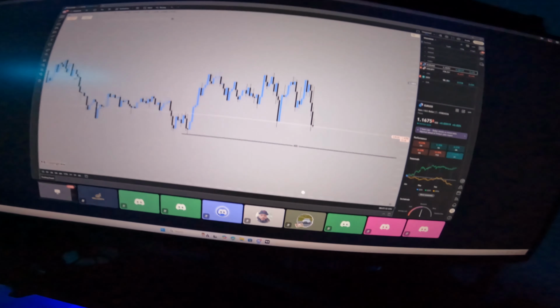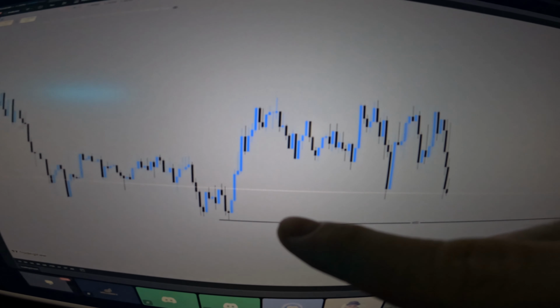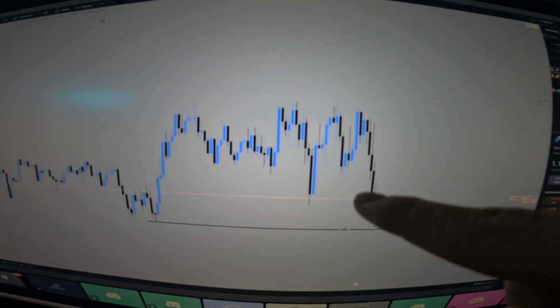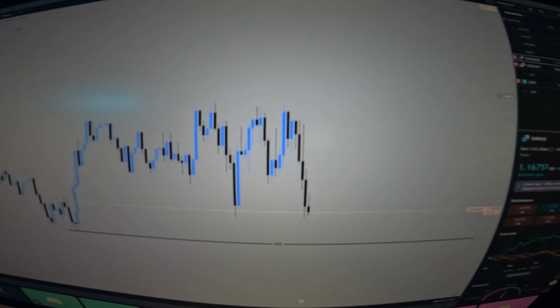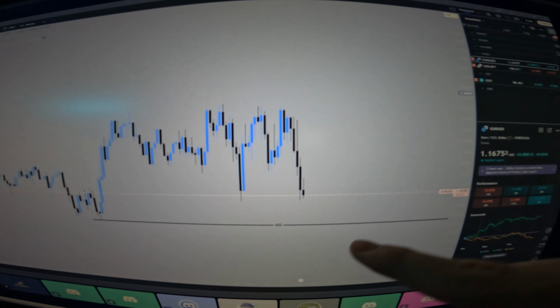Yes boys, as we can see, got the lads in the VIP watching me trade. So we are looking for a shift of market structure here, which will be down here, because we haven't created a higher high after any of these lows here. It's just sort of consolidated. So this is the last valid low in the market, so we need to shift structure to the downside here.